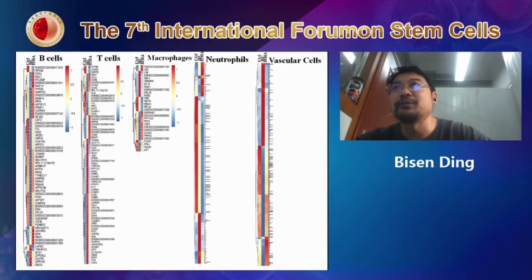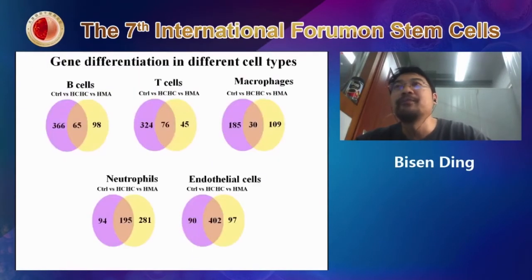Second, also between the disease group and treated group. So the left purple circle is the genetic change between control group and disease group. There is a lot of genetic change in these microenvironmental cells. And the right yellow circle represents the different genetic change between the disease group and also the treated group.